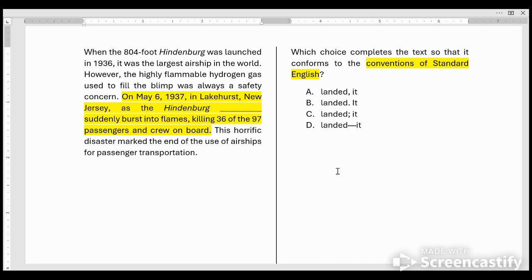So a couple things. I know if I'm going to use a semicolon, I have to have a full sentence on both sides of that semicolon. So look what's in front of it. It says, on May 6, 1937 in Lakehurst, New Jersey, as the Hindenburg landed. Well, if I didn't have that word as, I just simply had the Hindenburg landed, that would be a full sentence. But the word as doesn't make it a full sentence, so I can't choose C. And if I can't choose C with a semicolon, I can't choose B with a period.